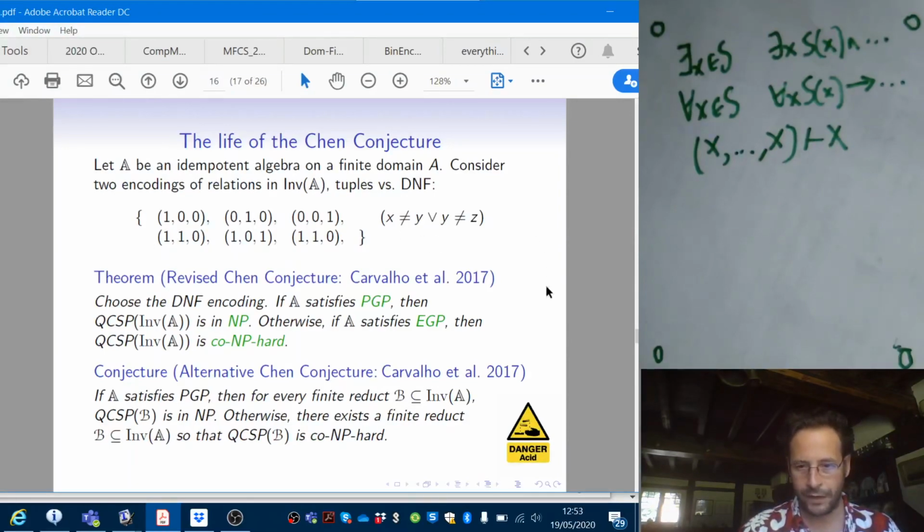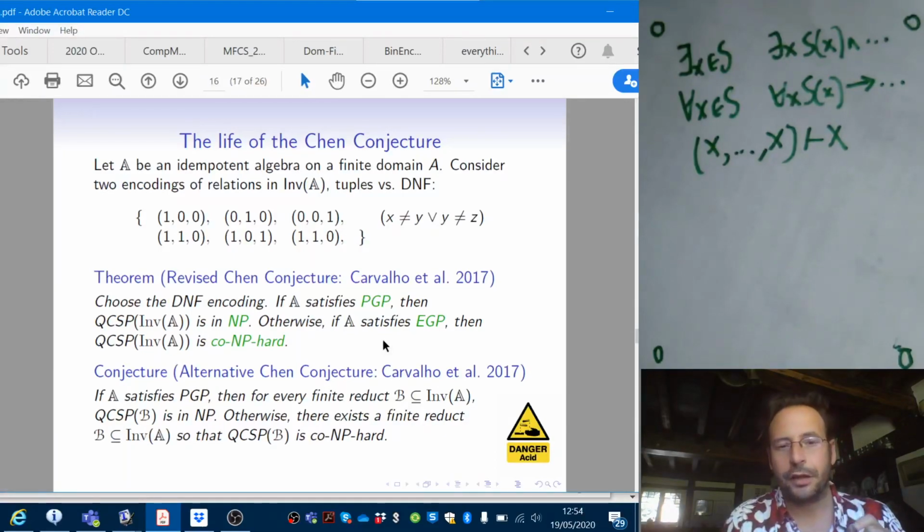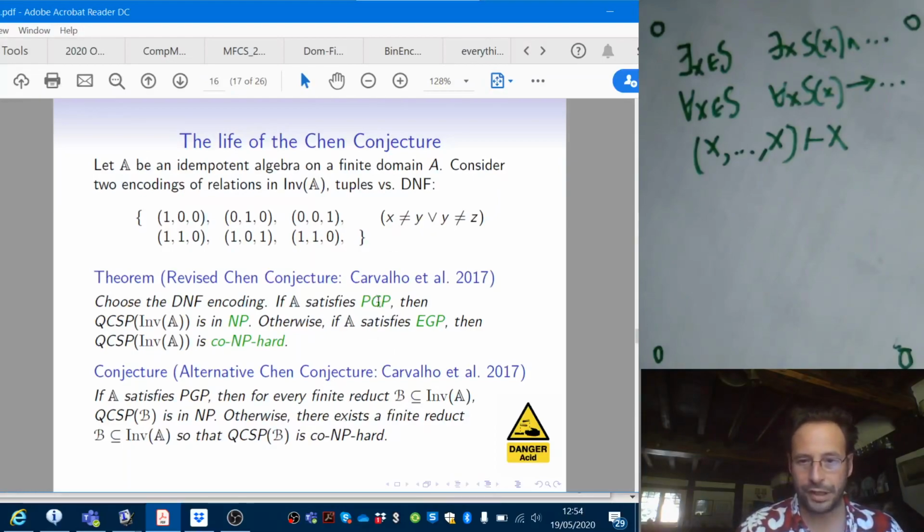And so I've got a revision of the Chen conjecture where we use the DNF encoding. I can prove that if A satisfies the PGP, then the corresponding QCSP is in NP. Otherwise, it satisfies EGP, we know by Zhuk, and the corresponding QCSP is co-NP-hard. This is a version of the Chen conjecture using infinite languages with the DNF encoding, so it deviates from some of the traditional encodings. What's interesting is that it's a place in which the Chen conjecture is true, except we have co-NP-hardness here, not a split between co-NP-complete and PSPACE-hardness.